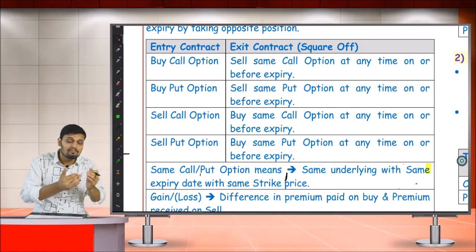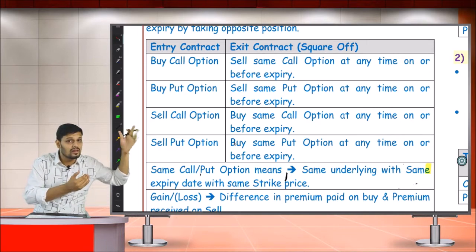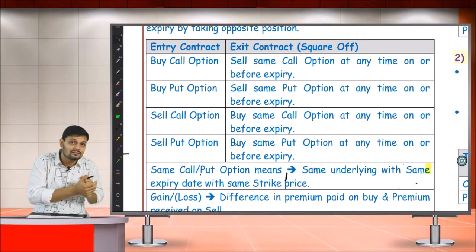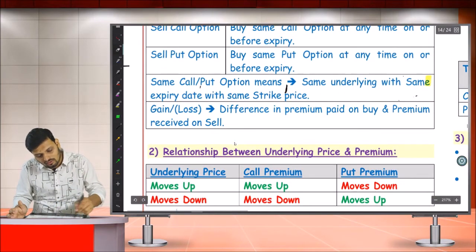You are only playing with the premium, right? Premium increased, you are selling. Premium decreased, you are buying. You are not telling that I want to exercise the right or lapse the right. I hope you are getting the point. So that was all about this particular concept.